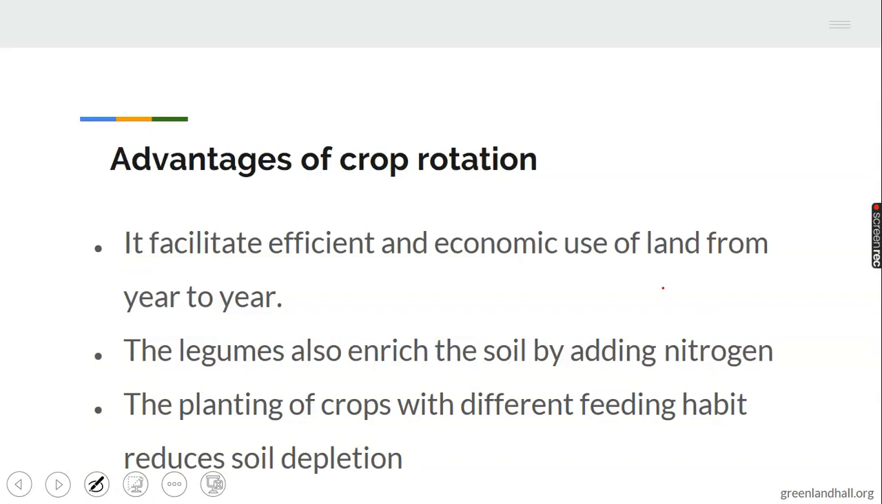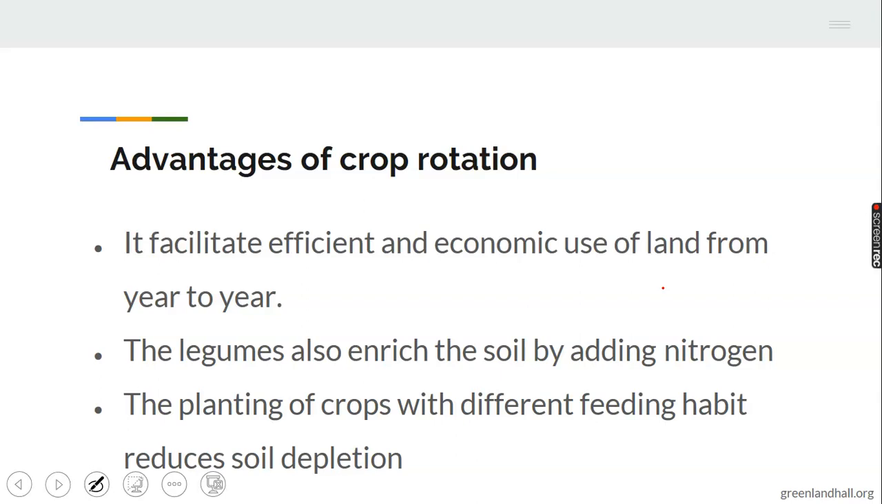Let's see the advantages of crop rotation. It facilitates effective and economic use of land from year to year, because different crops are grown on a piece of land such that the crops follow themselves in an orderly manner. If you are practicing crop rotation, take note that different crops are grown, so a small area of land is used in cultivating many crops.